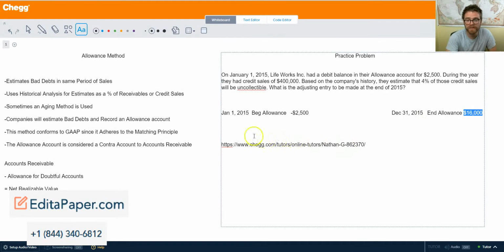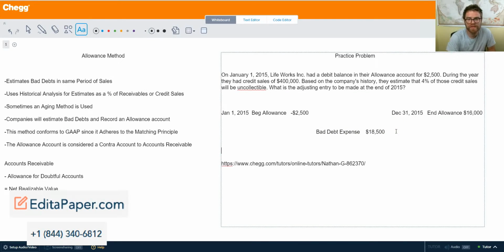Well, you just go ahead and subtract and figure out the number to get from 2,500 negative to positive 16,000. And if you do that, the middle number in between will be 18,500. So basically it takes 18,500 to get from negative 2,500 to 16,000. And that adjusting entry is also what they call your bad debt expense. So you must record a bad debt expense of 18,500 to get from negative 2,500 to 16,000. And that's how it works.